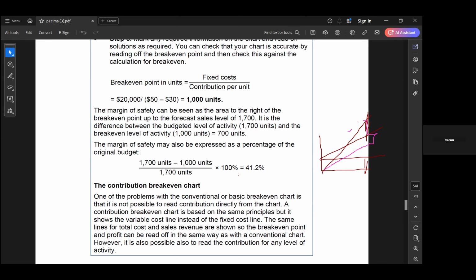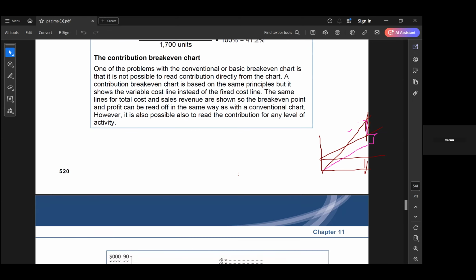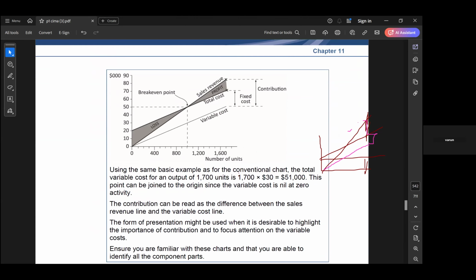So if you go to the next chart, it'll look like this somewhat. See here, there is a variable cost line, a total revenue line, and also a total cost line. But now the clarity is what? This is the sales revenue, this is the variable cost. So this entire thing is the contribution.